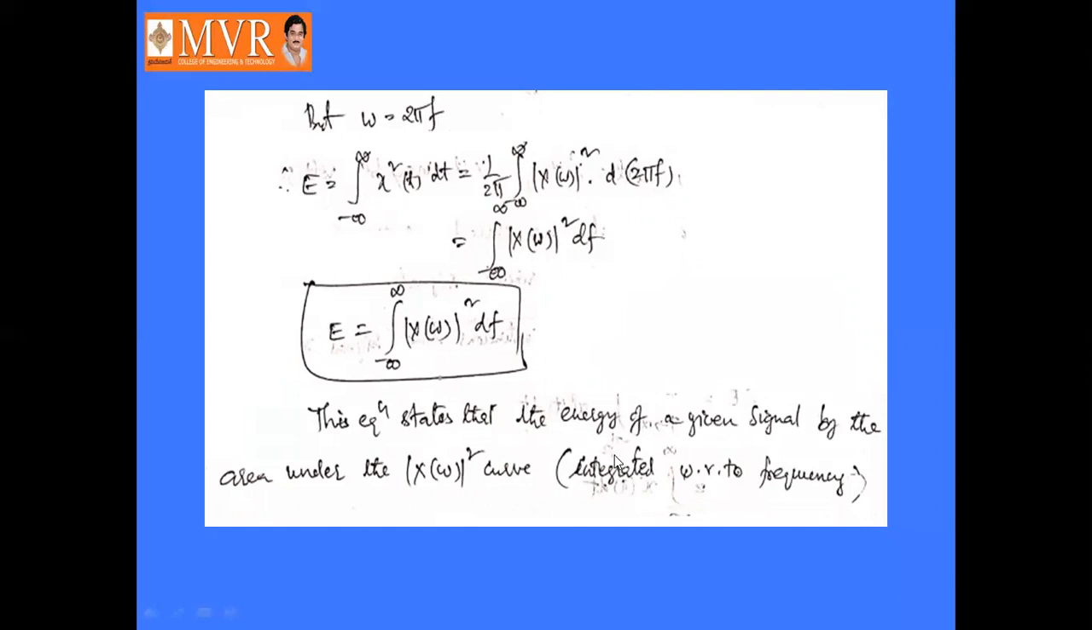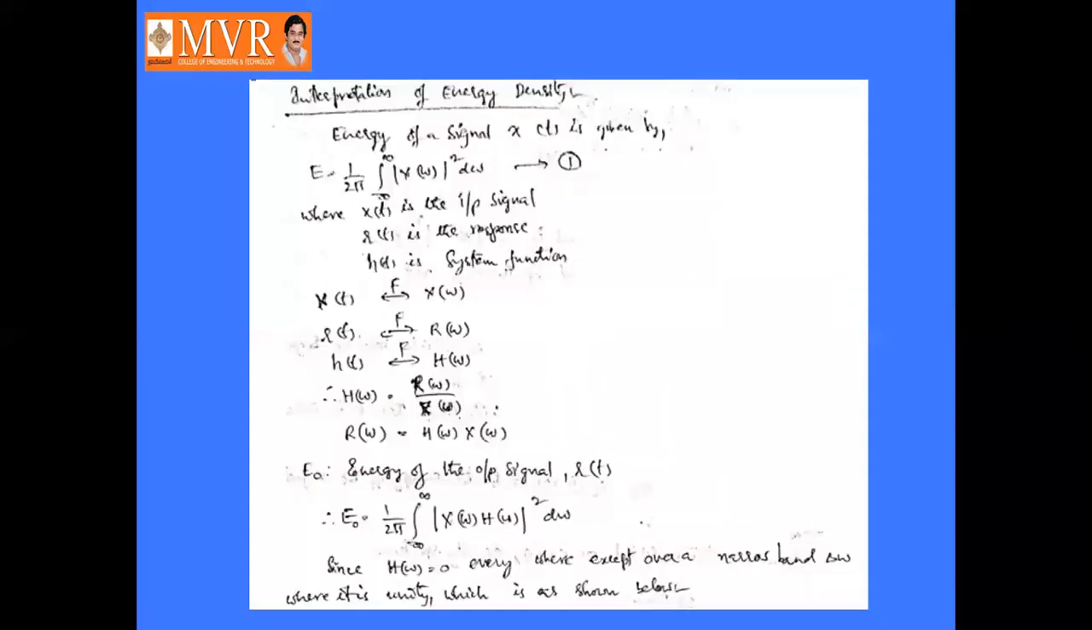This equation states that the energy of a given signal is given by the area under the |X(ω)|² curve, that is, integrated with respect to frequency. This is also discussed in our earlier unit, that is, interpretation of energy density. So the energy of a signal x(t) is given by E = 1/2π ∫ from −∞ to ∞ |X(ω)|² dω, that is equation number 1.